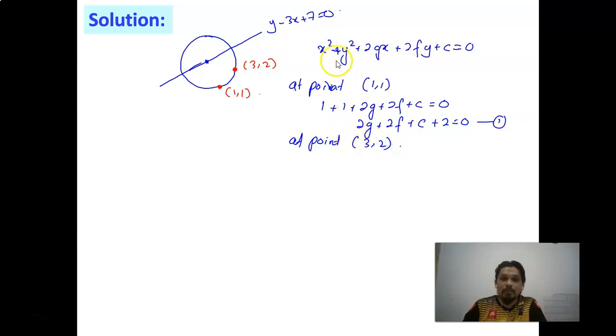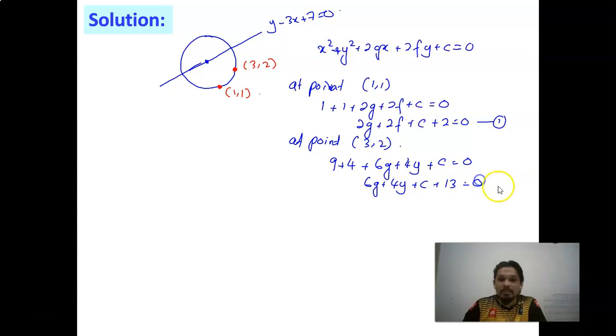And at the point of 3, 2. So 3 square equal to 9 plus 2 square equal to 4 plus 2 times 3 equal to 6g plus 2 times 2 equal to 4f plus c equal to 0, then 6g plus 4f plus c plus 13 equal to 0. Equation 2.